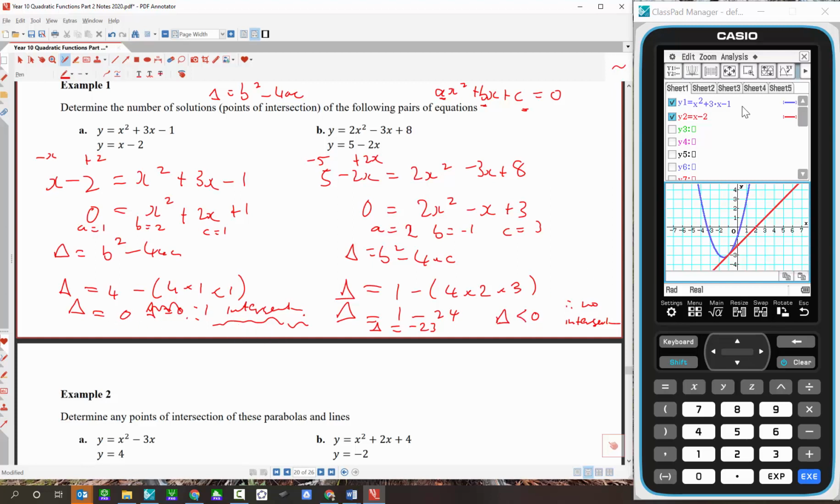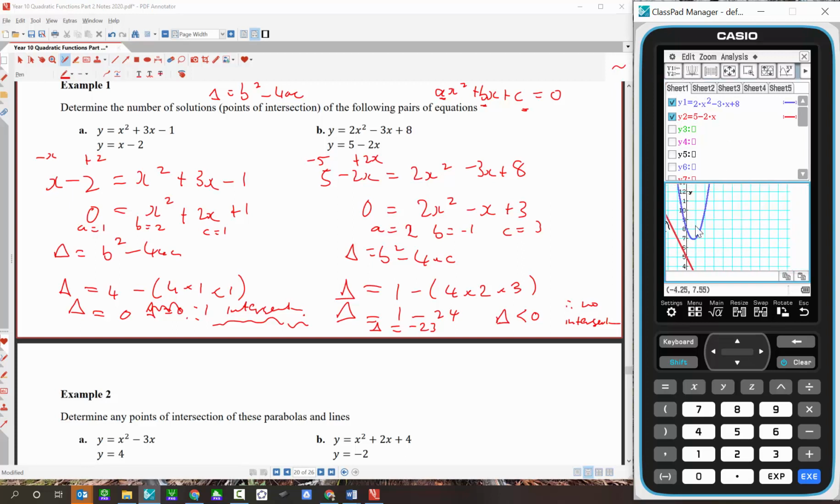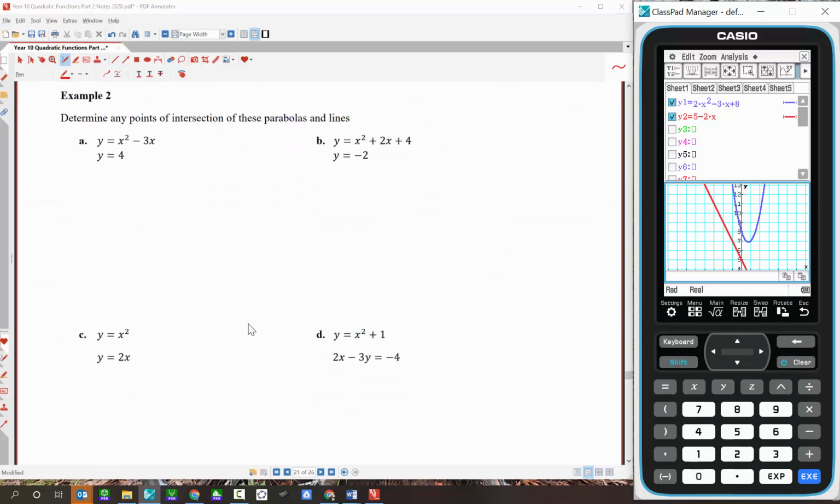So again, let's just graph that to see or confirm that the linear function is going to totally miss the quadratic. There's that, and 5 take 2x. All right, reveal the truth, graphs. Oh, it missed completely. Okay, so the discriminant check suggests that there's no intersection, and the graph confirms that these lines will not intersect. All right, determine any points of intersection of these parabolas and lines.